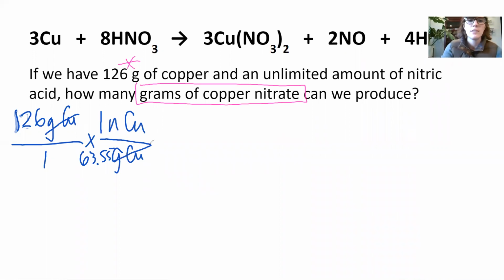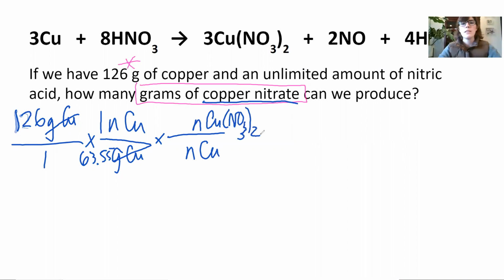What do we do next? Our mole to mole ratio. So we have moles of copper and we also need grams of copper nitrate. So I want to go to moles of copper nitrate first. All right, now I'm going to look at my balanced chemical equation. I see that copper right here is 3, so I'm going to put that 3 next to moles of copper. Copper nitrate up here is 3. I'm going to put that right there as well. What can we cancel out? We can cancel out moles of copper.